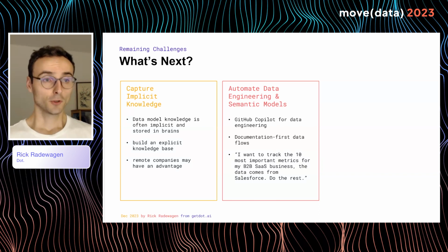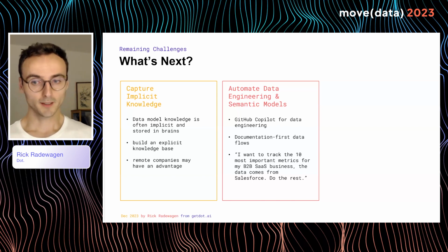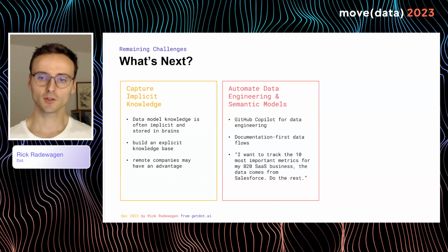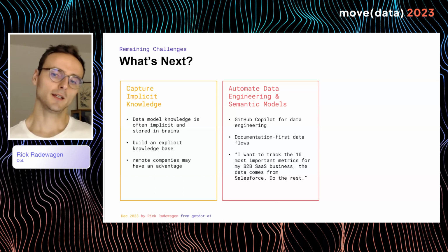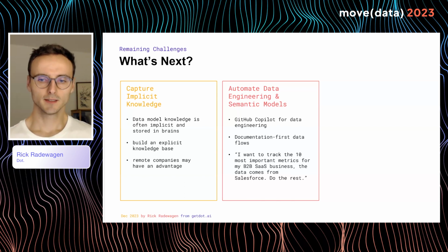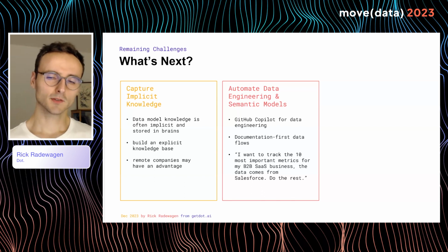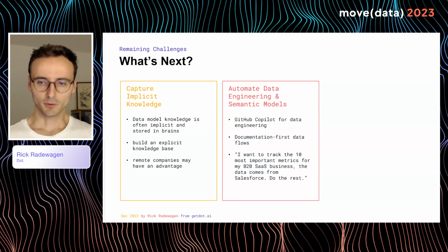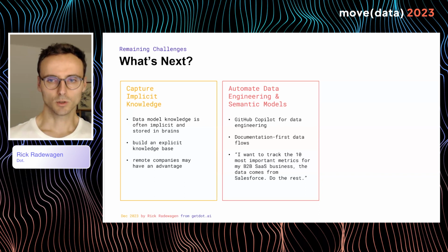Further down, we can also think of more multi-step and even bigger problems, especially on standardized data sources, where you can just say, I want to track the 10 most important metrics for my B2B SaaS business. The data comes from Salesforce, just do the rest for me. For really custom business data models, I think that will probably take a longer time because it's pretty hard to formulate that. But for standardized source systems like HubSpot, Facebook, etc., even if you also use a standardized connector like Airbyte, that will soon start to work pretty well.